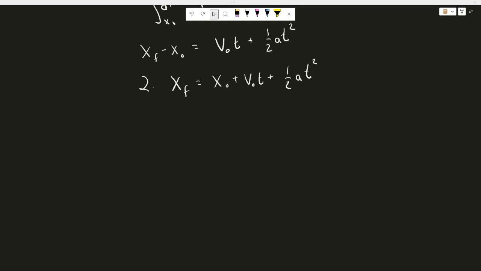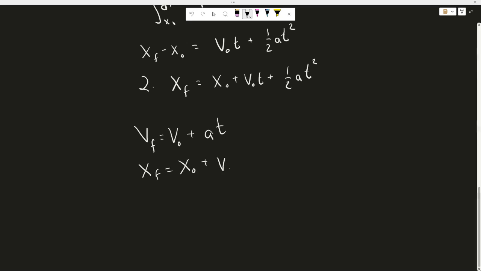So what can I do to figure out an equation that's not based on time? Well, we're going to have v final equals v initial plus at, and x final equals x initial plus v naught t plus 1/2 at squared. So these are my 2 kinematic equations that I have already. This is number 1 and number 2. And now what I'm going to do is plug them in to the other one.